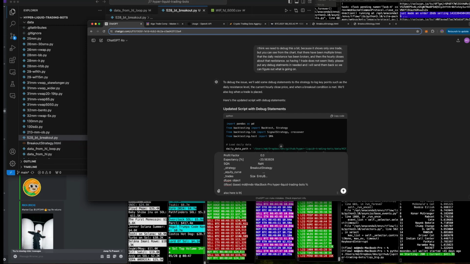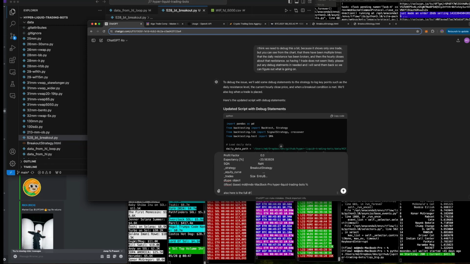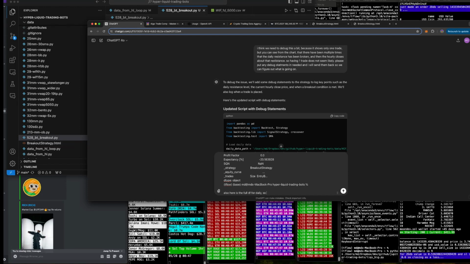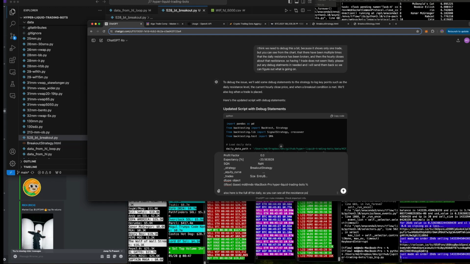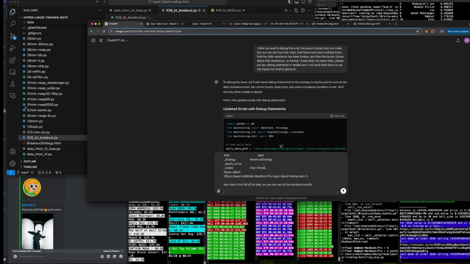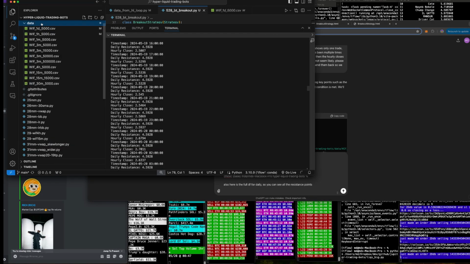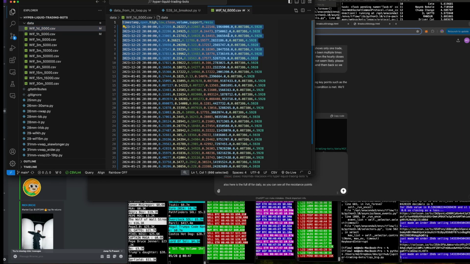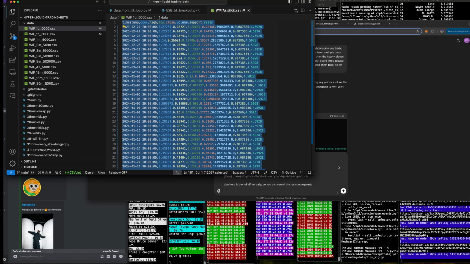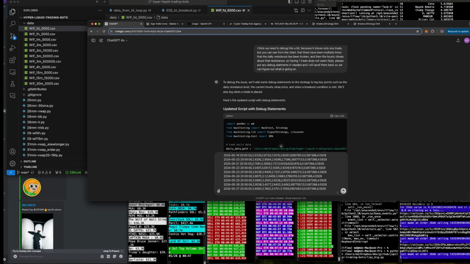Also here is the full DF for daily. So you can see all the resistance points. Okay, let's go ahead and try to give it all that data. I know it's going to be a ton, but let's see what happens. It's not going to be that much.